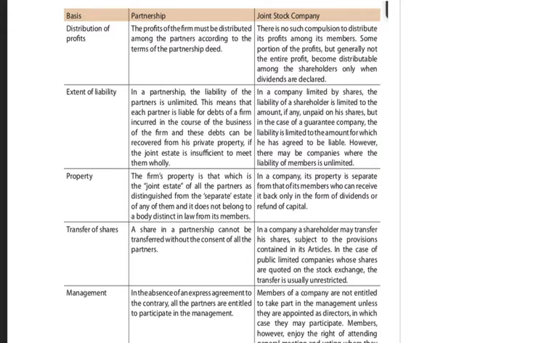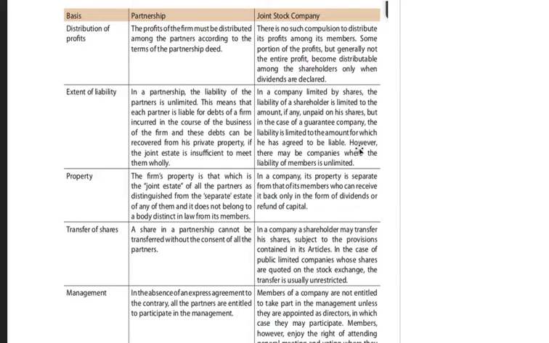Extent of liability. In a partnership, the liability of partners is unlimited. This means that each partner is liable for debts of a firm incurred in the course of business of the firm, and these debts can be recovered from his private property if the joint estate is insufficient to meet them wholly. In a company limited by shares, the liability of a shareholder is limited to the amount, if any, unpaid on a share. But in the case of a guarantee company, the liability is limited to the amount for which he has agreed to be liable.